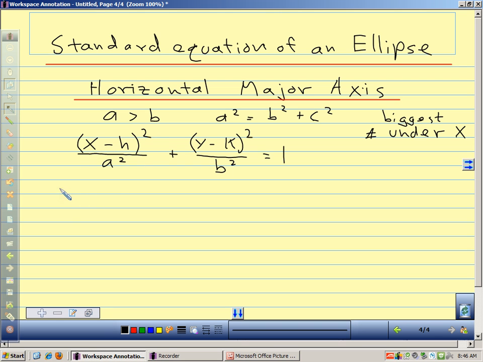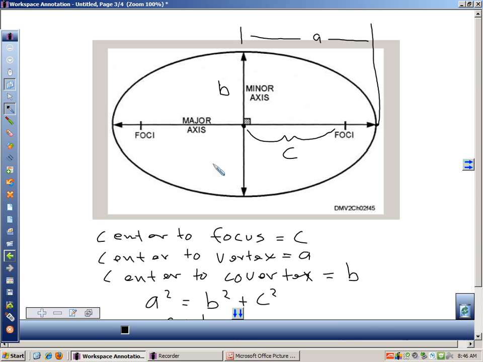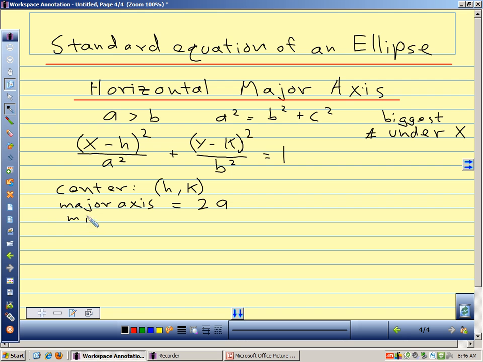For our equation, the center of this ellipse is just like the vertex for a parabola or the center of a circle. The center is the point (h, k). The length of the entire major axis is 2a. If we look back here real quick, we said that the length from the center to the vertex is a. The entire major axis is 2a units long. The minor axis is 2b.